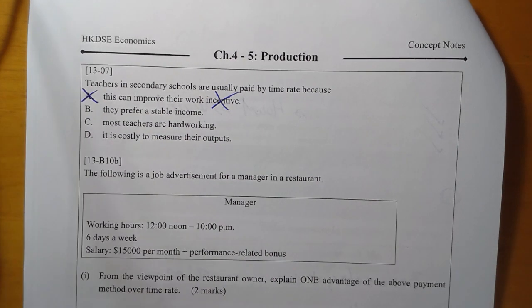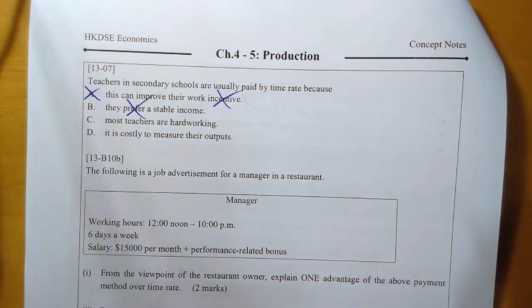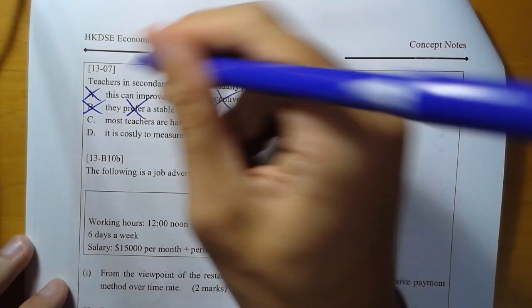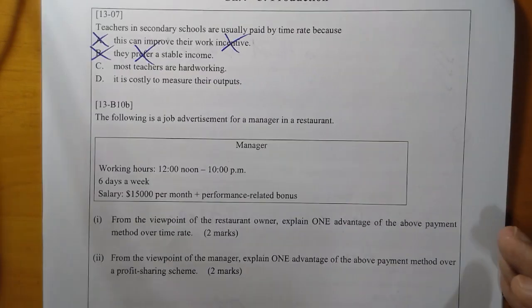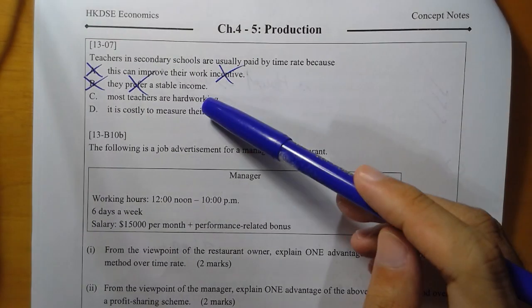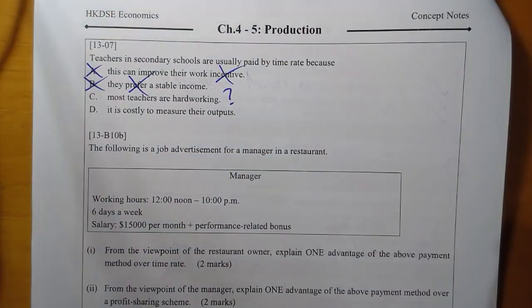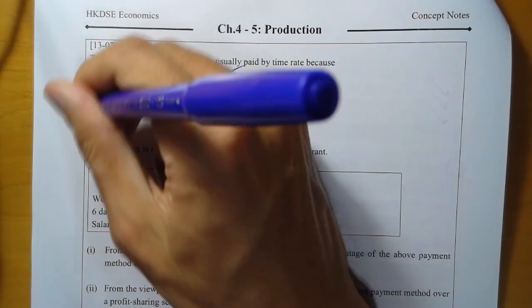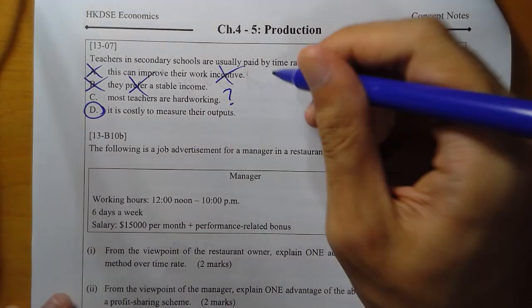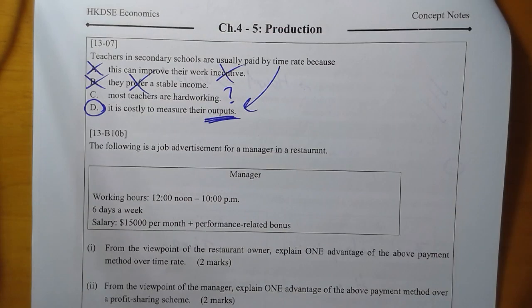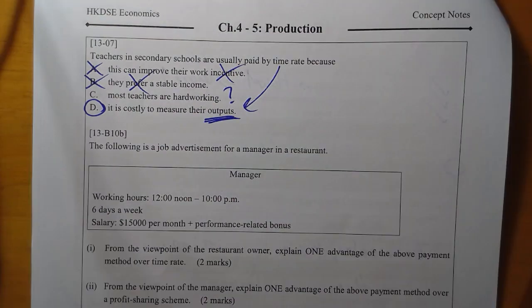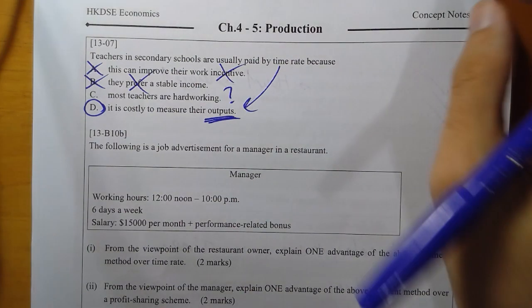They prefer a stable income. What they prefer is none of my business. Alright, I don't care what you prefer. Now, most teachers are hardworking. Well, this one let's put a big question mark here, alright? I have some reservations about this option. It is costly to measure their input. Yes, this is time rate. Remember, the most important thing about time rate is that it is costly to measure their output. Their output is very difficult to measure. So that would be the answer. Quite easy.